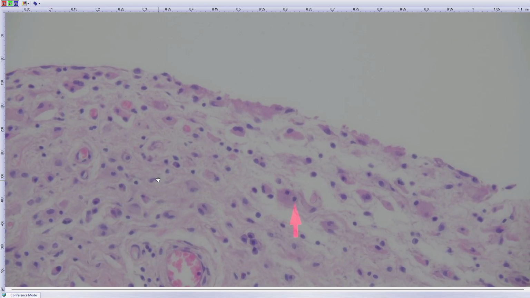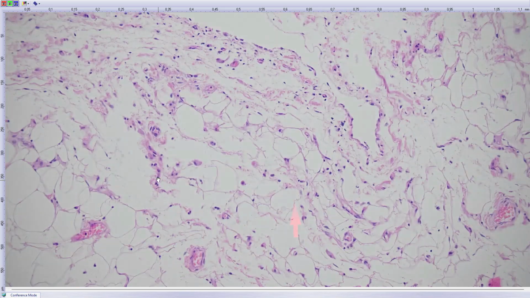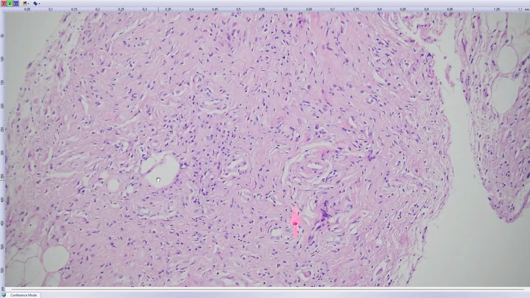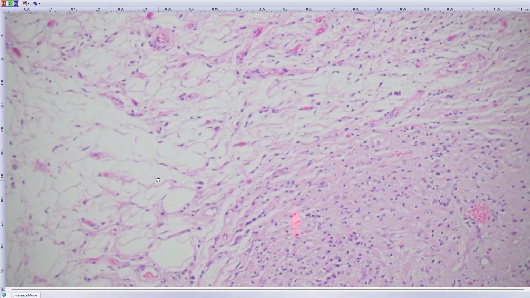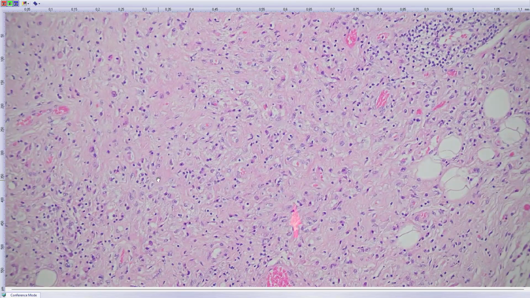Anybody knows what this is? Emperipolesis, exactly. So this is an engulfed lymphoid cell. Basically, the large eosinophilic epithelioid cell eats these little lymphocytes. And that's typical for one disease. Anybody? A suggestion? Rosai-Dorfman disease, perfect. So that was my working diagnosis before I did immunohistochemistry. It looks very similar all over the place.